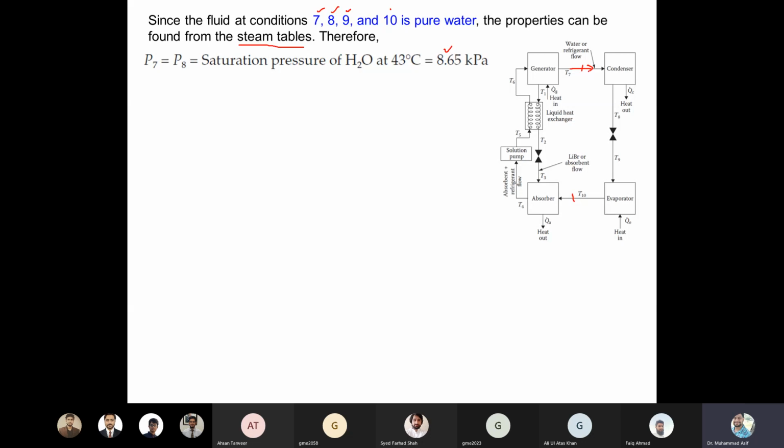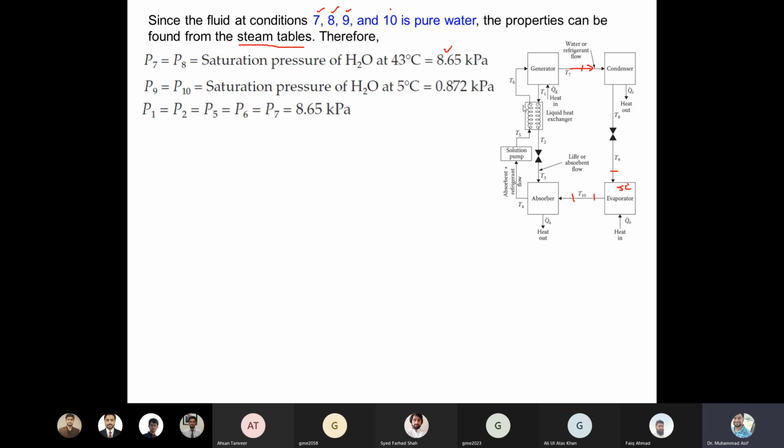There the pressure will be different, but we have the liquid refrigerant. In the evaporator, pressure will be much lower. We know the saturated temperature of the evaporator, which is 5 degrees C, so we can read the saturated pressure, which is much lower, under vacuum, 0.872 kilopascal. P9 is equal to P10, because in the evaporator pressure and temperature remain constant, only the phase changes. Similarly, the condenser is operated at the same pressure, so P7 is equal to P8.